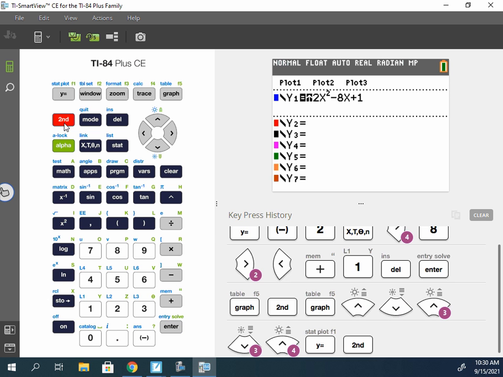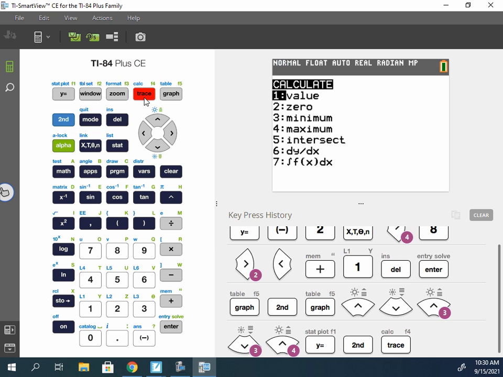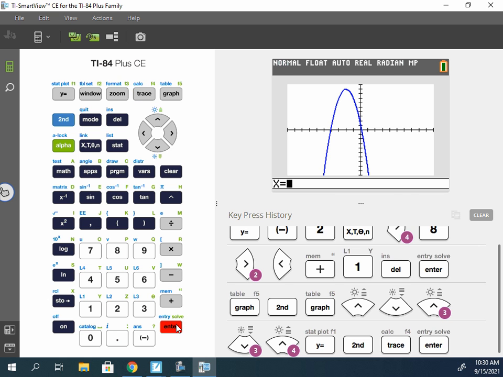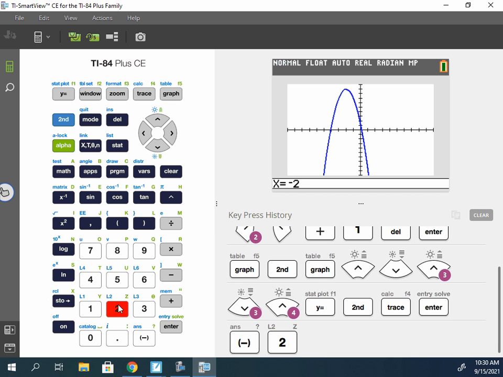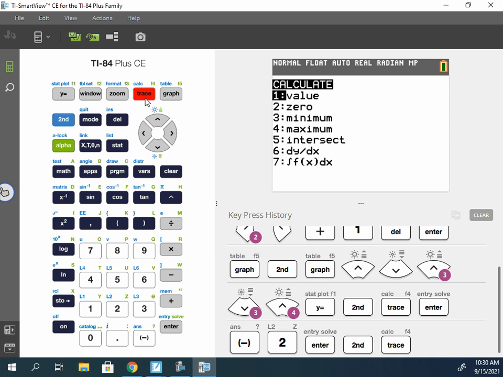Now I'll show you one other thing before we move on. If you go second trace, how it says calculate in blue, and it'll pull up calculate. Well, say we want to find a value for this function. Go on and hit enter. Well, we found the x value of the vertex was -2, yes? So I could tell it -2. We're saying x is equal to -2. Hit enter. Y is 9.